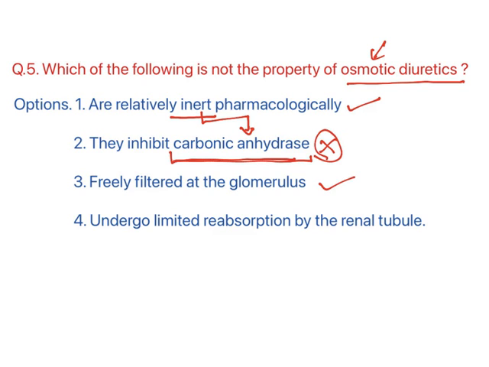They are freely filtered at the glomerulus, right? They undergo reabsorption by the renal tubule, true. So this is the answer. This is not the property of osmotic diuretics. When there are multiple options with this kind of question, you need to take time, think about it. If this is true, this one automatically becomes false. So you need to think like that.